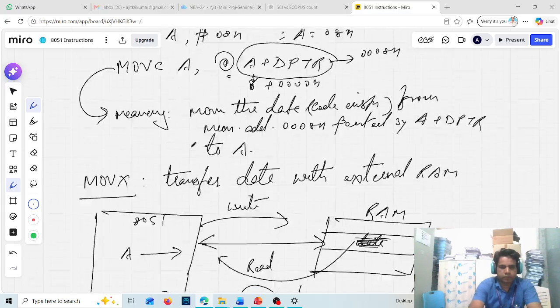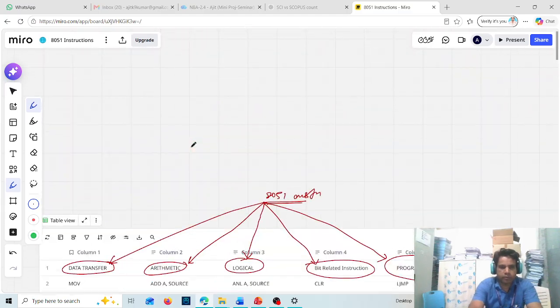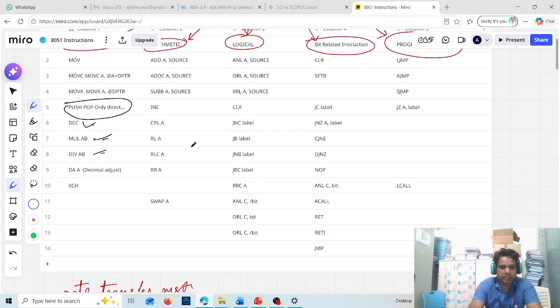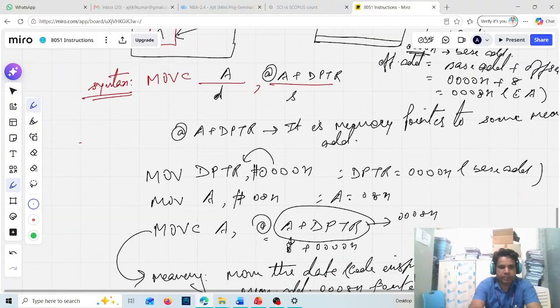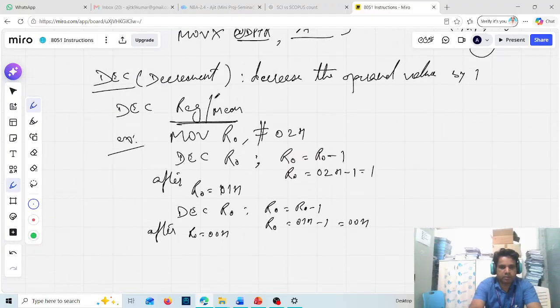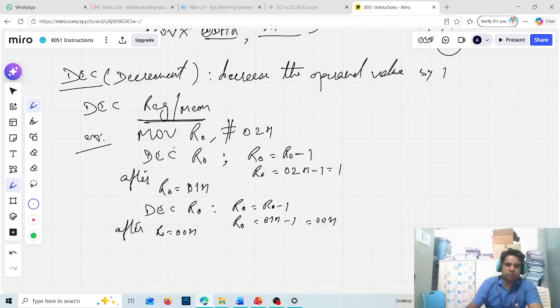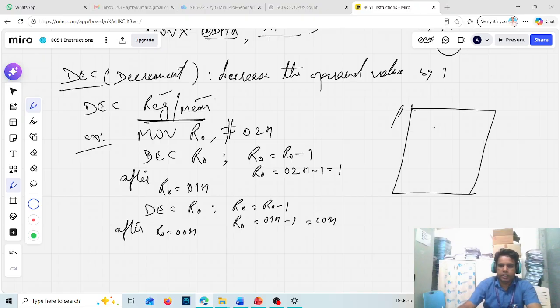Then we have another one, just opposite to this one, which is INC. Just opposite to DEC, we have INC, which will increase the value of any register or memory address by 1. So here I said that you can have a register, and a memory address also. For example, suppose this is your RAM address 01H, and in this address let's say 04H is there.